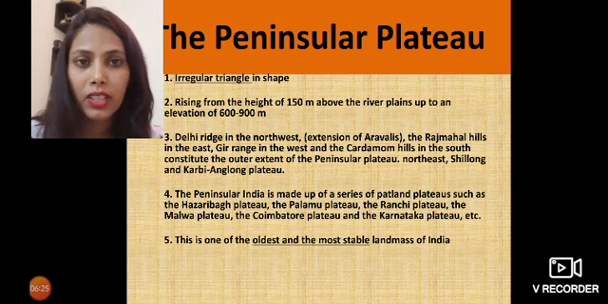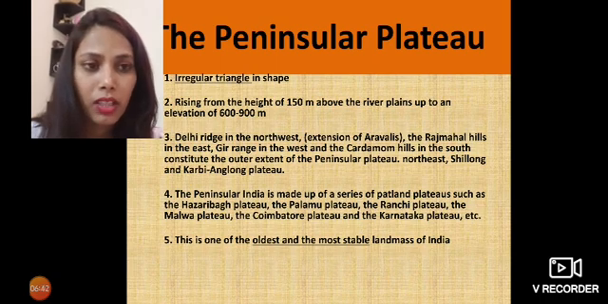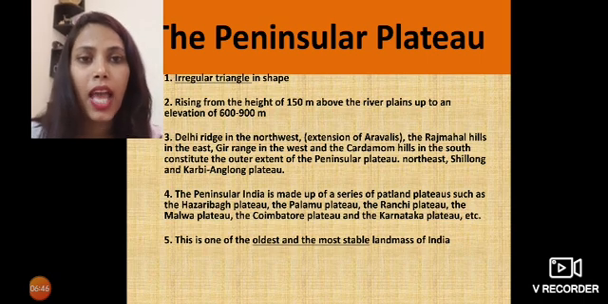So here we have covered, the shape is irregular triangle, height is 150 meters to 900 meters. Then the hills or the ranges in this plateau are Delhi Ridge, Gir Range, Cardamom Hills, Shillong and Karbi Anglong Plateau. Other plateaus are Ranchi, Palamau, Hazaribagh, Malwa, and it's the oldest and the stable landmass of India.